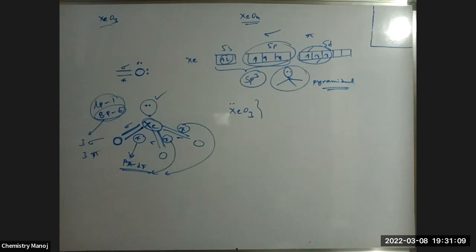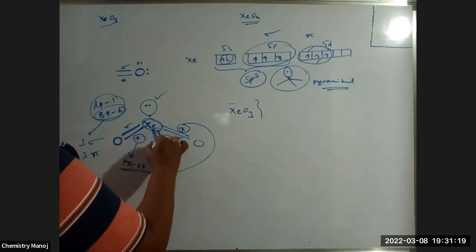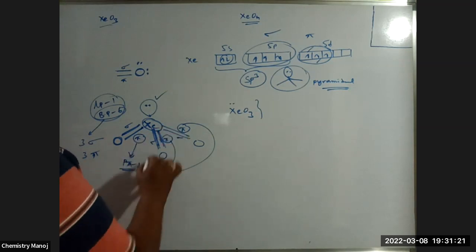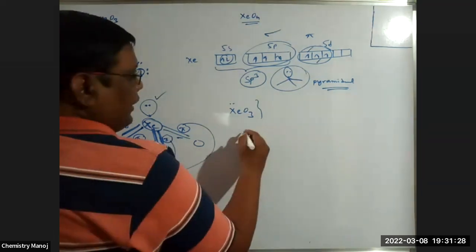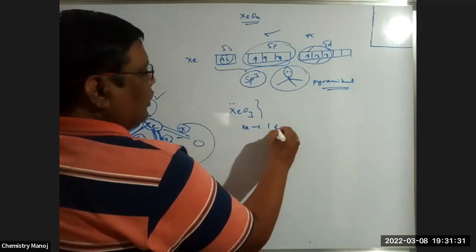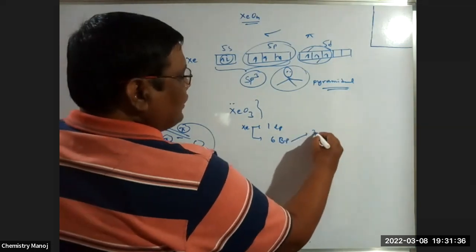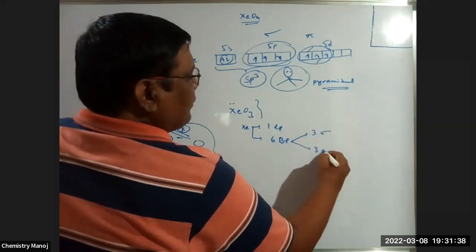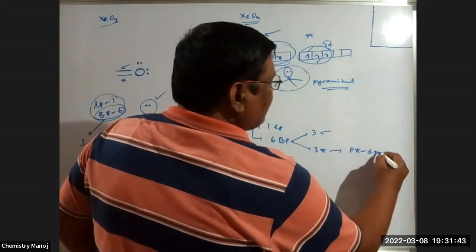So the bond pairs will be 6. How many sigma bond pairs? 3. How many pi bond pairs? Also 3. That means the number of p pi d pi bonds in XeO3 is 3. All pi bonds are p pi d pi here, my dear. So xenon has one lone pair and a total of 6 bond pairs. Among these, 3 are sigma bond pairs and 3 are pi bonds. All these 3 pi bonds are p pi d pi bonds.